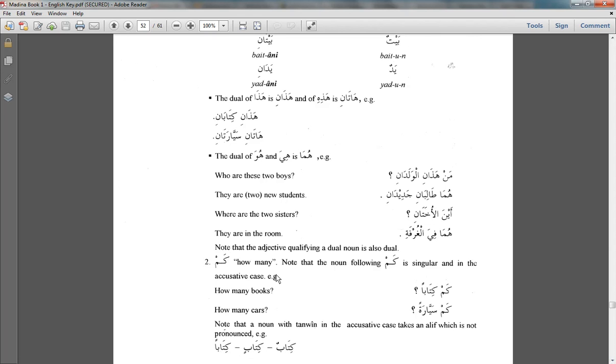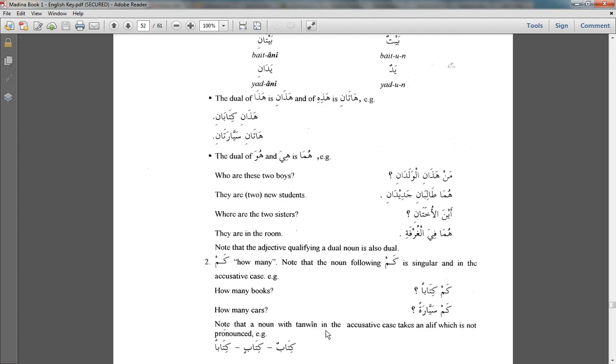Kam means how many. Note that the noun following kam is singular and in the accusative case. For example, kam kitaban, kitab is singular and it is in the accusative case, meaning it has two fathas on it. Kam kitaban, how many books? Kam sayyaratan, how many cars?